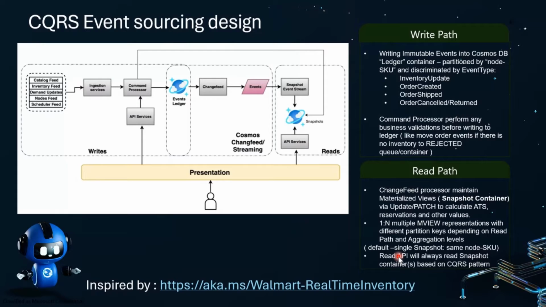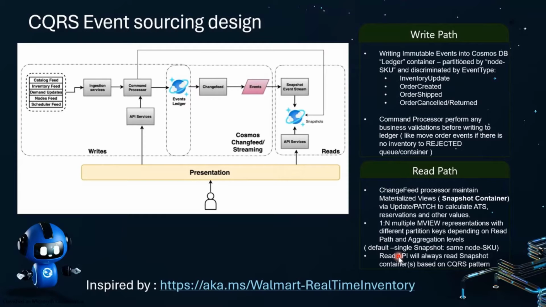Let's look at one of the popular architectural design patterns used to solve the challenge of doing it at scale in real time. In that design approach, we usually ingest different immutable events for different inventory changes through an ingestion service, apply some processing rules to, for example, reject order events if there is not enough availability on hand, and then write the qualified events into an events ledger container.